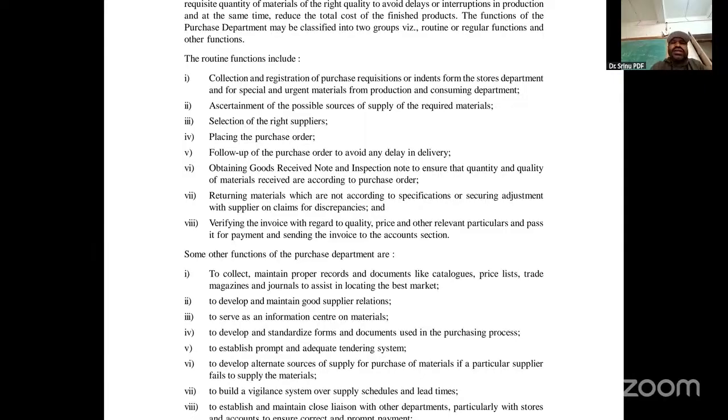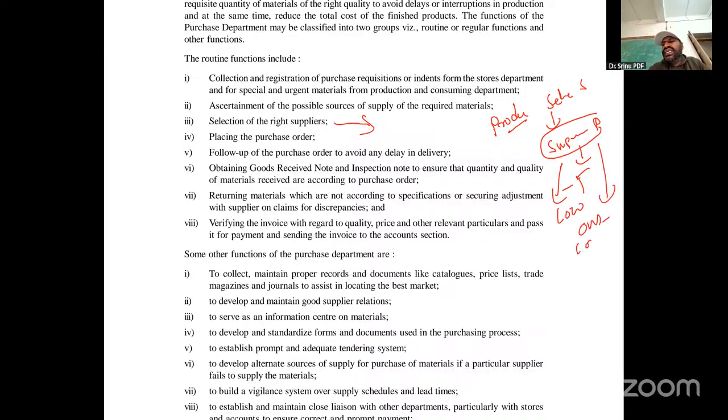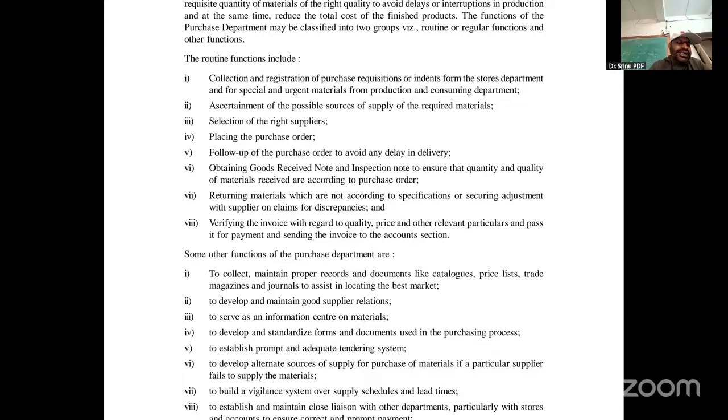Next one is selection of right suppliers. This one is very important. Our product quality is decided by the selection of supplier only. If the supplier provides good quality product, automatically good quality product will be produced. If the supplier provides low quality material, then our output also will be low quality. It means the output product quality is decided by the right suppliers. Is it clear?